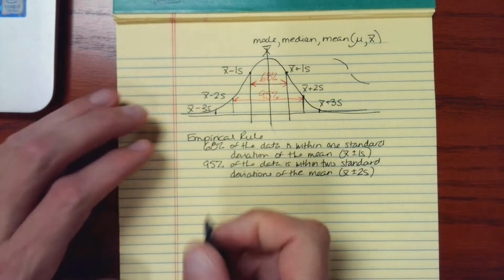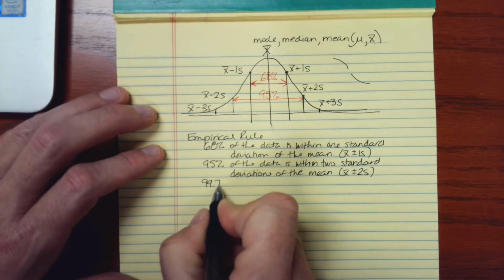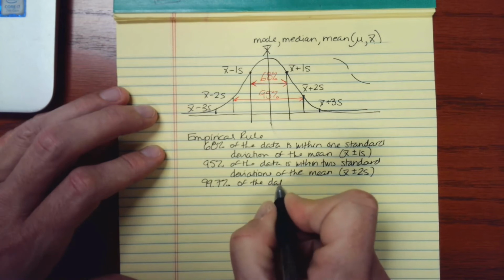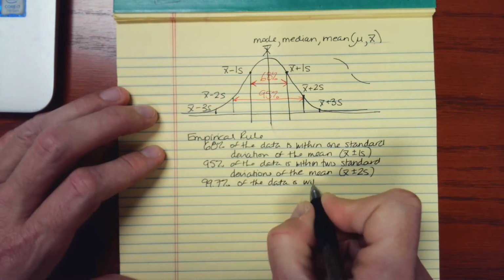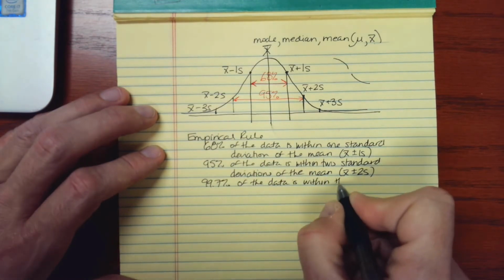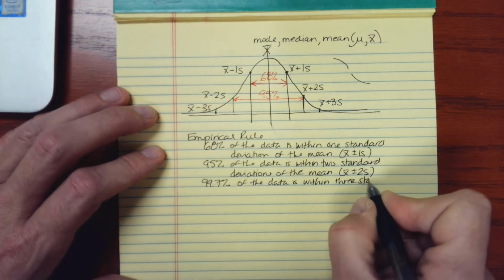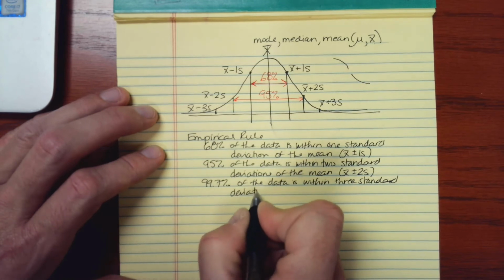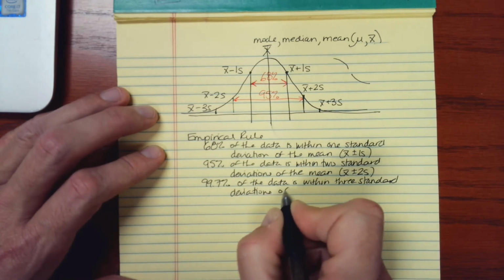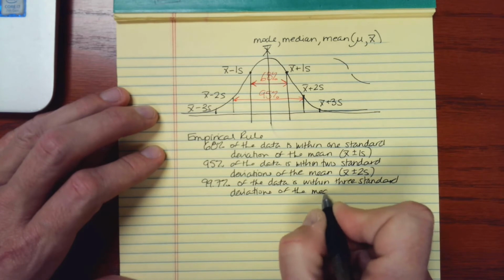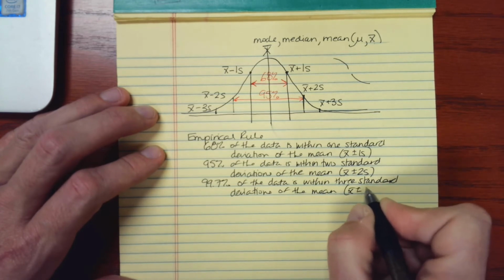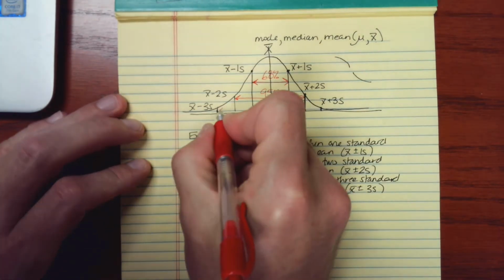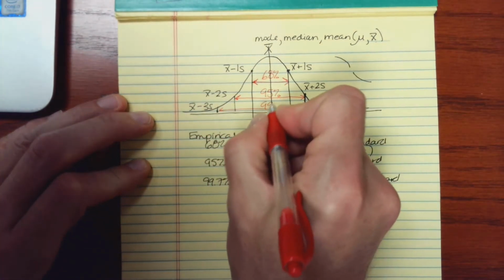And then the last one, we know 99.7% of the data is within 3 standard deviations of the mean. So that would be x bar plus or minus 3 standard deviations. So here we would say 99.7%.